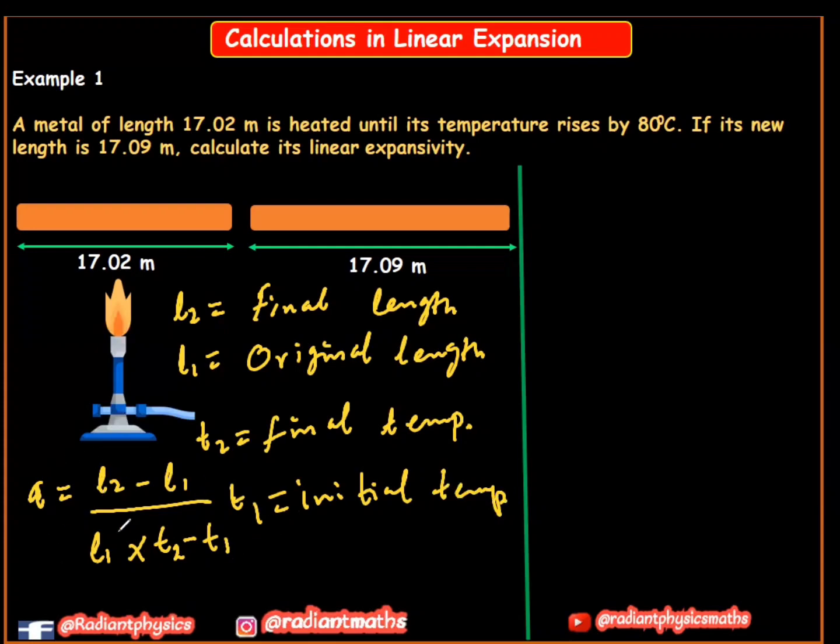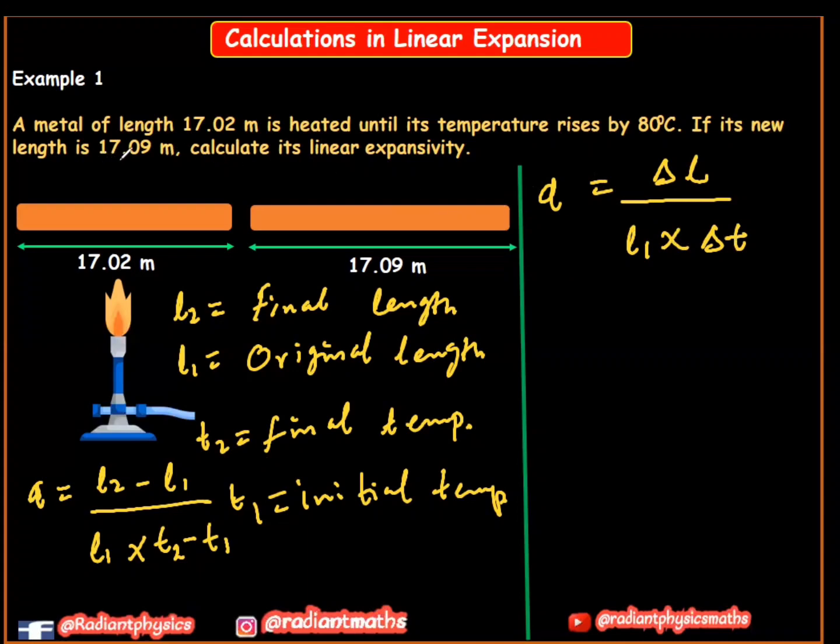Now, looking at these formulas, we can rewrite this formula as L2 minus L1, which is change in length, divided by the original length times T2 minus T1, which is change in temperature. Now we can find the linear expansivity of any given material by using this formula. So let's quickly solve this problem.